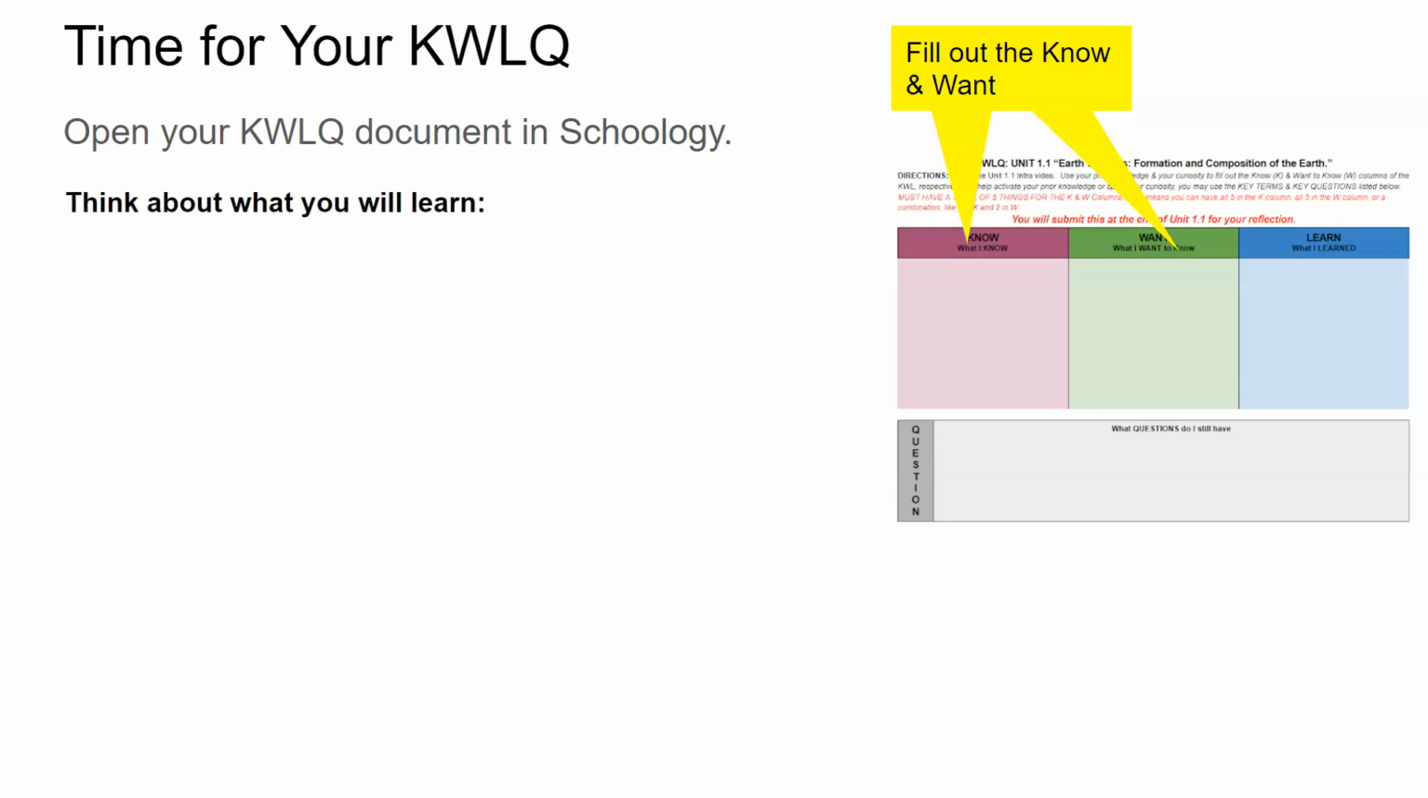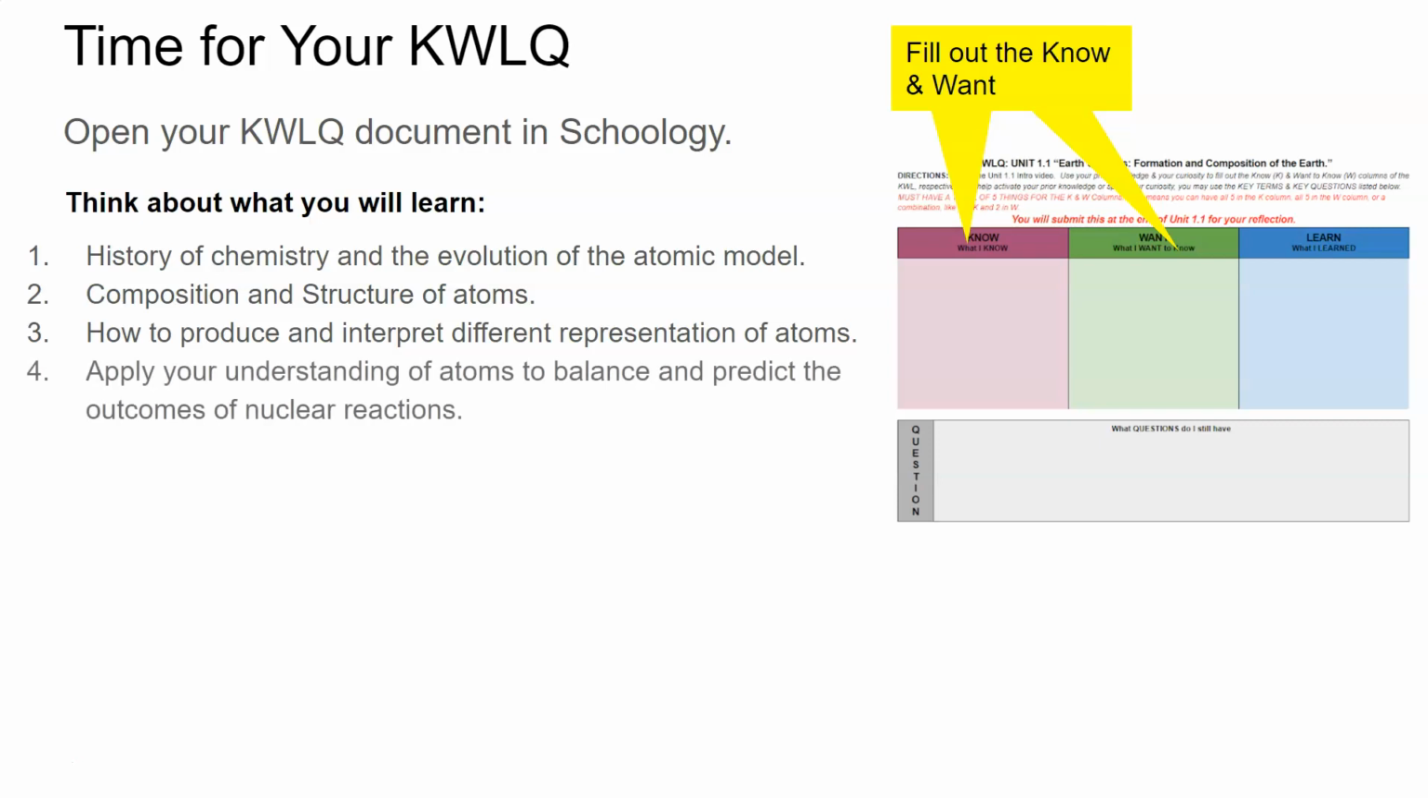To help you fill out the K and W, what you know and want to know, you could think about the things that you're actually going to be learning in this unit, which is what we talked about on the previous slide. You can think about that to help you think about things you know about this topic or want to know. And you can also use the essential question. So if there's something you know or want to know about that essential question, you can add that.